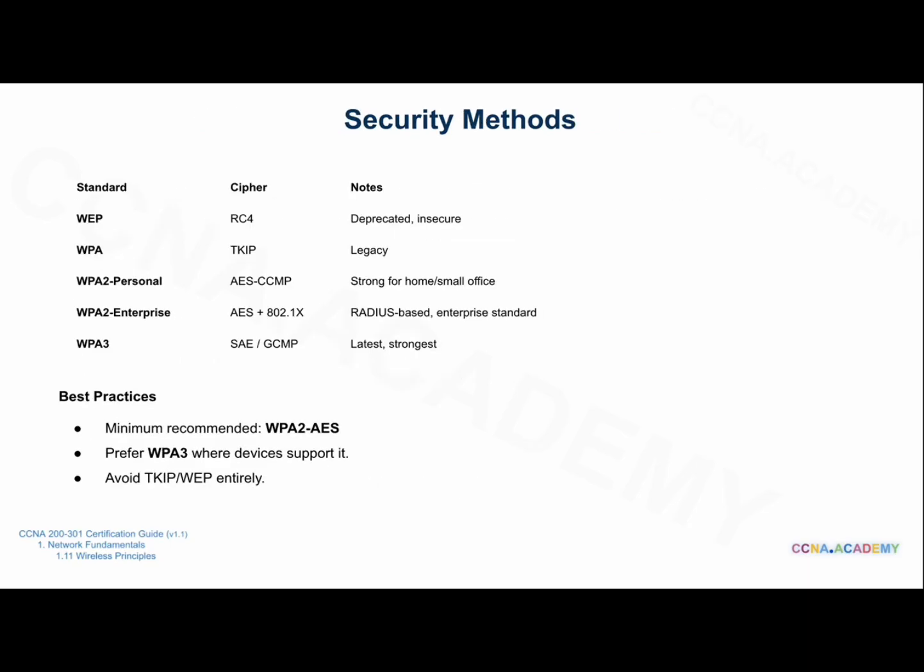Best practices for securing Wi-Fi focus on using strong encryption and modern authentication. WPA2 with AES is the absolute minimum, and WPA3 should be used whenever possible. Avoid outdated methods like WEP or TKIP as they are easily broken. Combining strong encryption with 802.1X authentication and proper key management provides a robust security foundation.